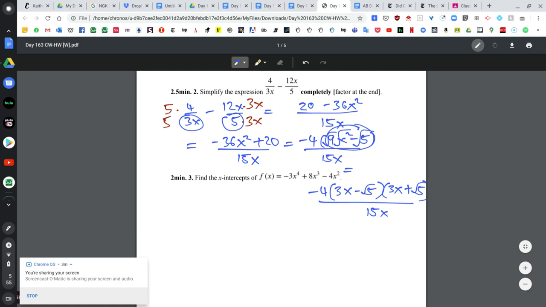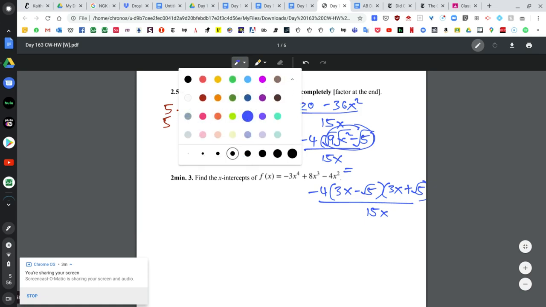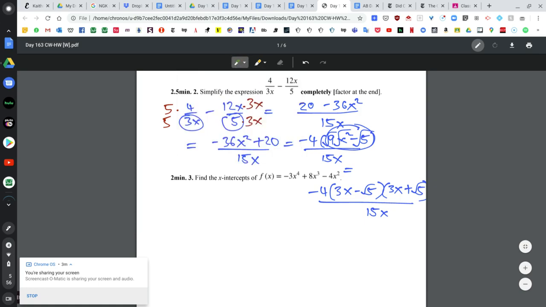Let's do 3 together. You can pause the video and try 3 yourselves. Otherwise, it says find the x-intercepts. How do we always find the x-intercepts? We set the function, y, equal to 0. So we have negative 3x to the 4 plus 8x cubed minus 4x squared equal to 0.